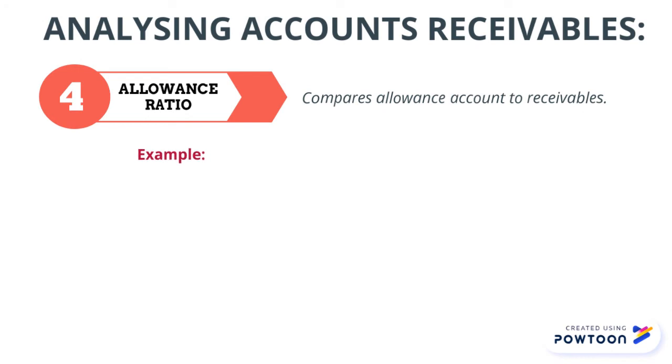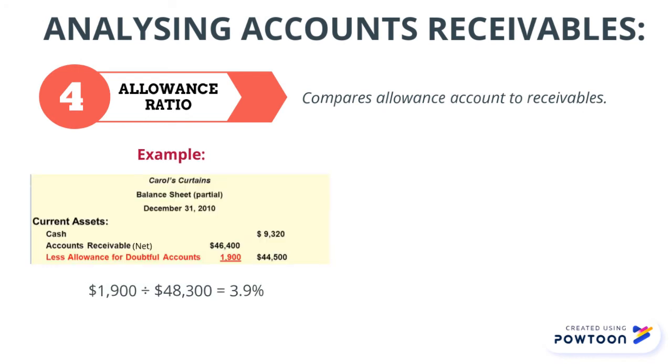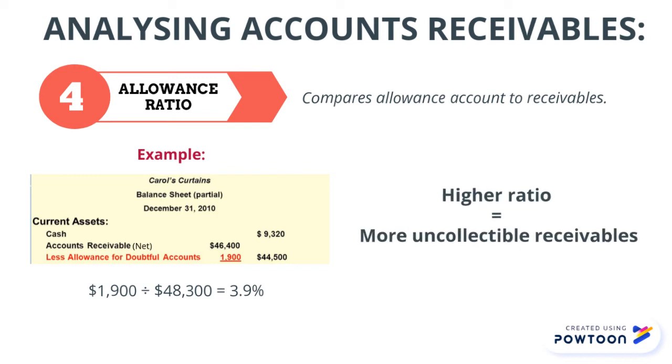For example, as displayed on the balance sheet, doubtful debts 1,900 divided by the receivables and doubtful debts added together, 48,300, yields a percentage of 3.9. A higher ratio indicates a company expects more receivables to be uncollected, therefore a company wants this ratio to be as low as possible.